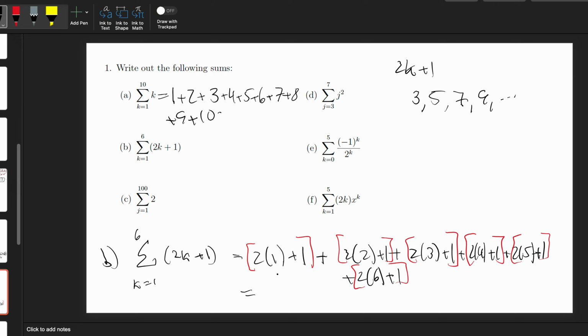So this will be 3 plus 5 plus 7 plus 9 plus 11. When do I stop? At 13. Plus 13. Okay, so that would be the way that you expand that out. Okay, let's keep going.